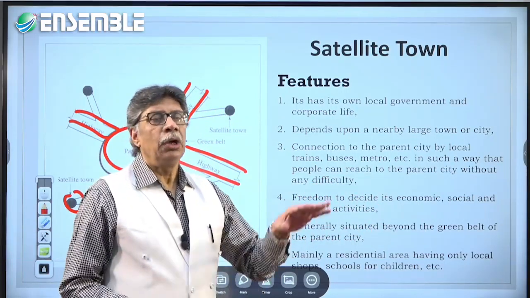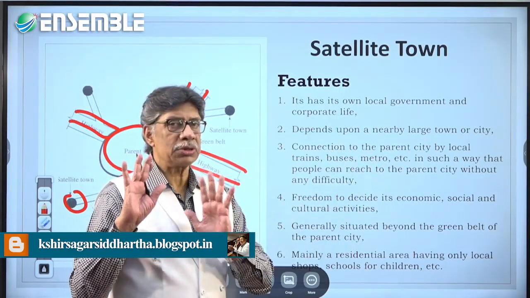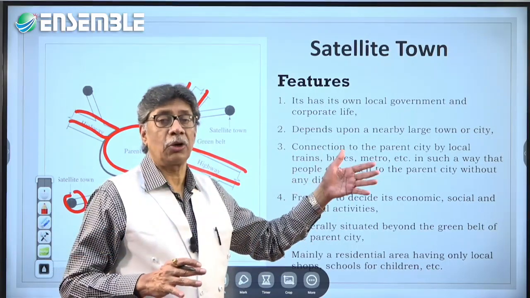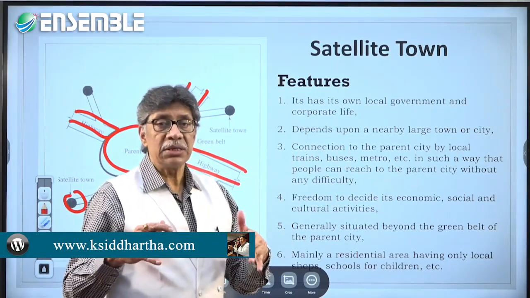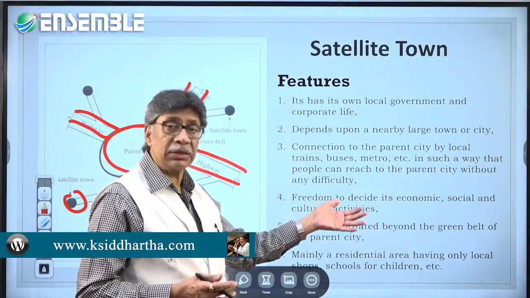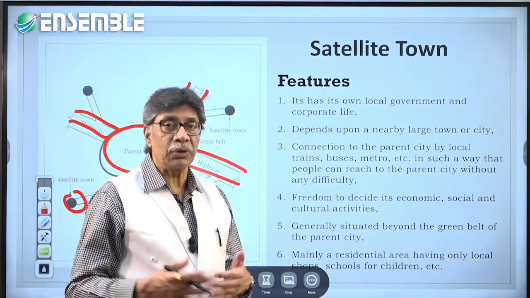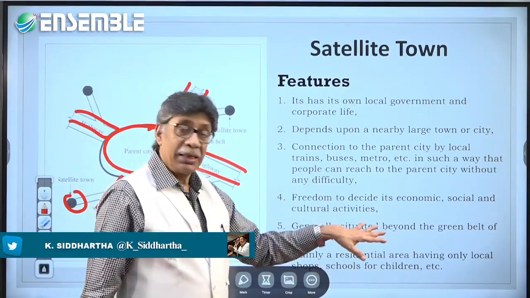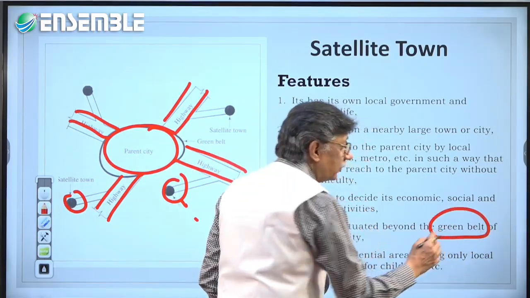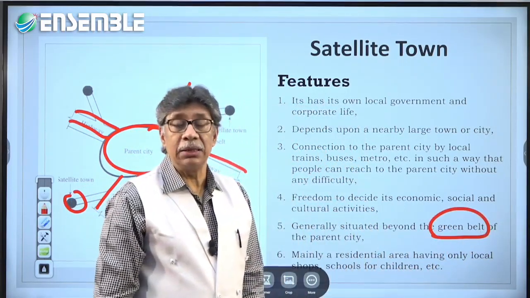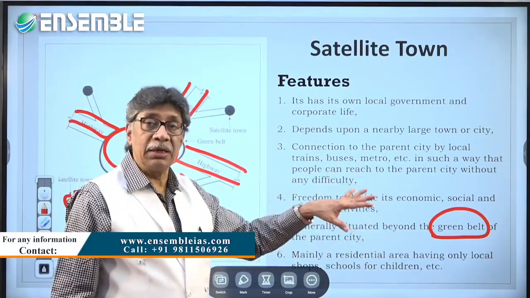For example, Noida's entity is separate from that of Gurgaon. Gurgaon is mostly corporate. Noida is not that corporate. Noida is to a large extent dominated by service sector people. It is the service sector that is important. The cultural activities in Noida are also different from those of Gurgaon. These are generally separated beyond the green belt. That is what is significant, and that is why it was taken in the first instance. Separated beyond the green belt, if there is a green belt.